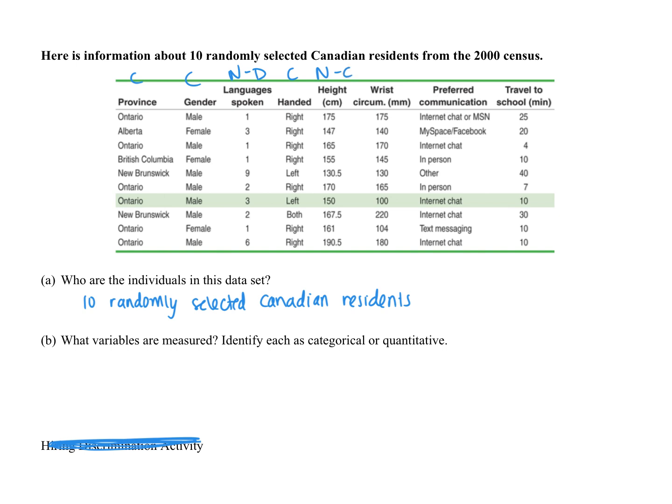Continuous. It looks discrete because they were all rounded to whole numbers or a half, but you can be any height between a certain amount and a certain amount. We can't necessarily measure it as accurately as we would like, but it is continuous. Wrist circumference, same thing, numeric and continuous. Preferred communication, categorical. Travel to school in minutes is numeric.